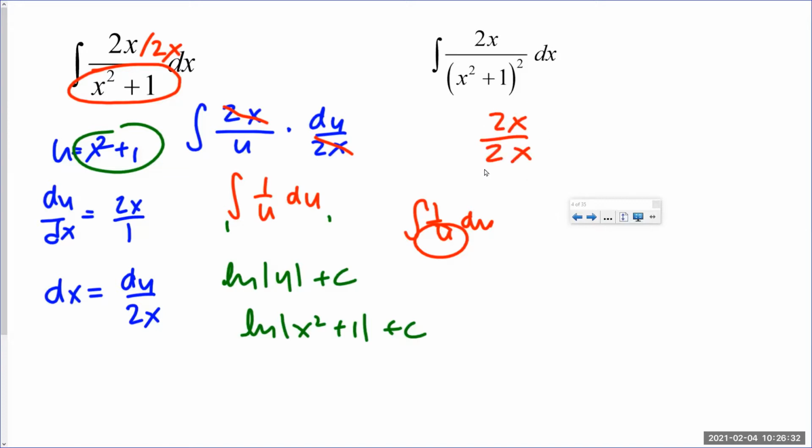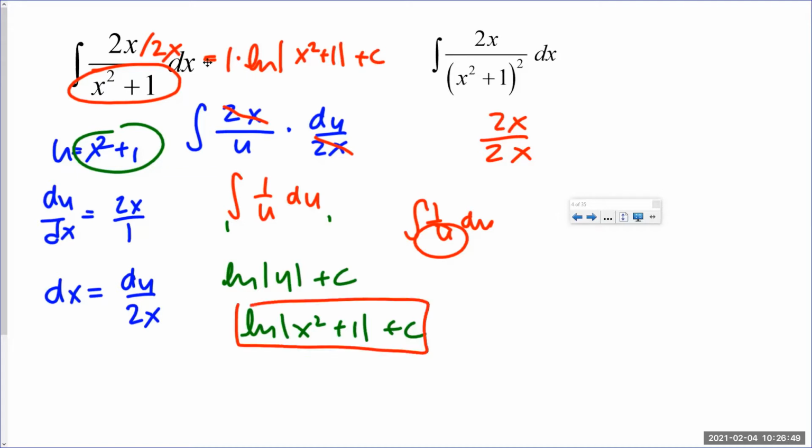Do my x's actually cancel out? Yes. What do I have left? 1. So this answer will be 1 times ln of the u, which has to be the entire bottom, plus c. And did I get the same answer as when I did u substitution? Check.